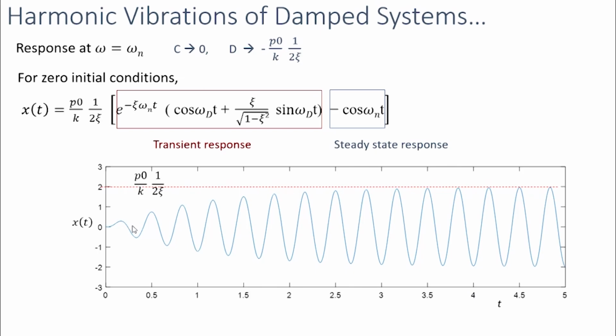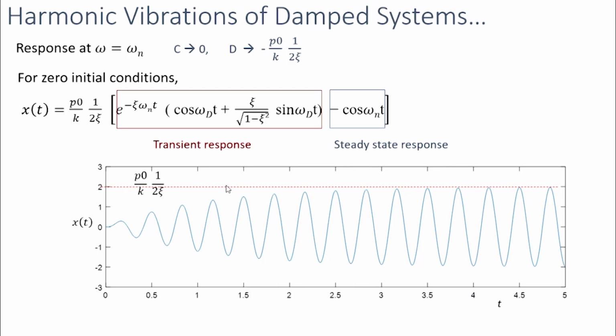And as you can see here, in the beginning, when the time is small, we have the effect of this transient response. So after some time, the transient response will decay and will become equal to 0. So the total response converges to the steady state response and continues as long as the force remains. And the amplitude of the steady state response is also constant. So the amplitude does not increase with time.